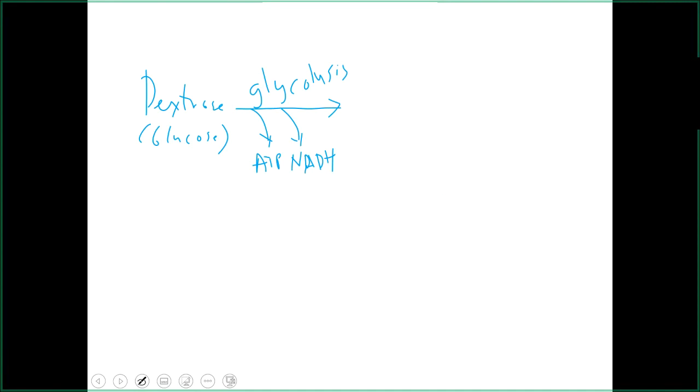And then what happens with the dextrose is it's split into two pieces that each have 3 carbons in them. And this is called pyruvic acid or pyruvate. So dextrose has 6 carbons. Pyruvate has 3 carbons. And the pyruvate is still good stuff. It still has some utility. It can be broken down further.